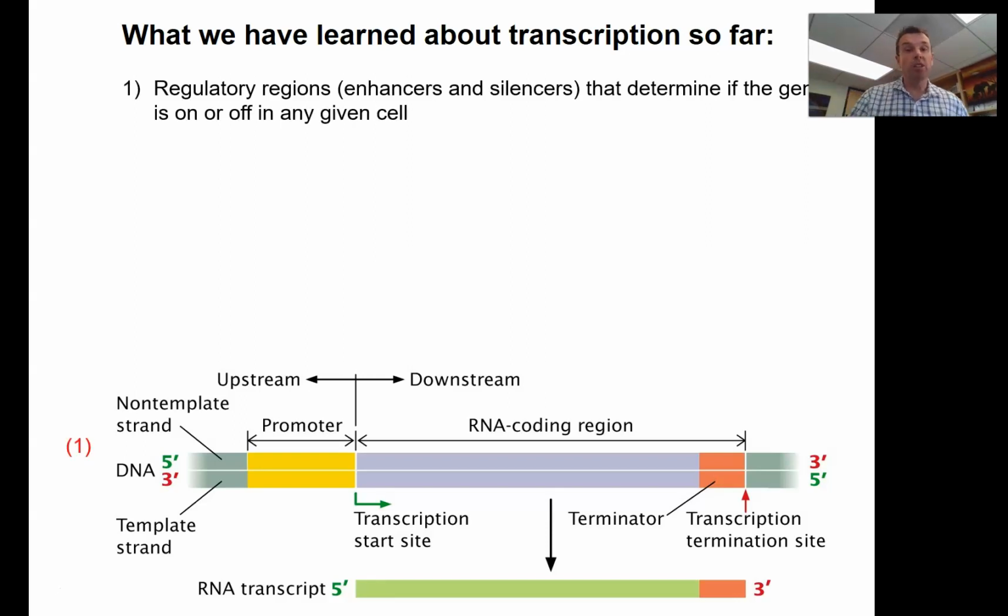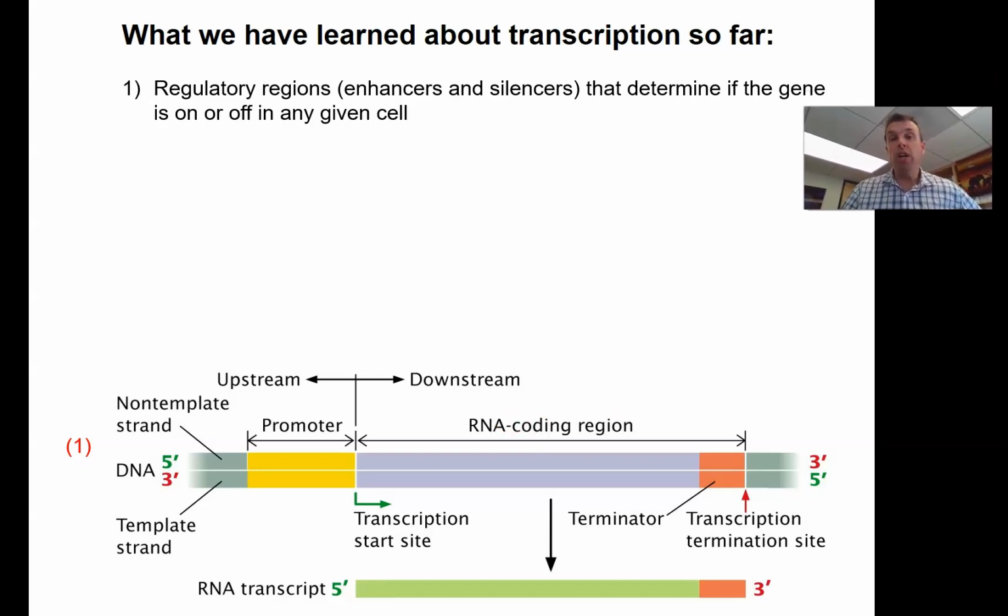We know that the regulatory regions, enhancers and silencers, are what determine if the gene is on or off in any given cell. And usually these are going to be upstream. So if this is the gene start site, then downstream is down the gene from the start site. So this would be going in this direction, left to right here. And so usually, not always, but usually the enhancers and silencers are a little bit upstream, and this controls if that gene is on or off, right?